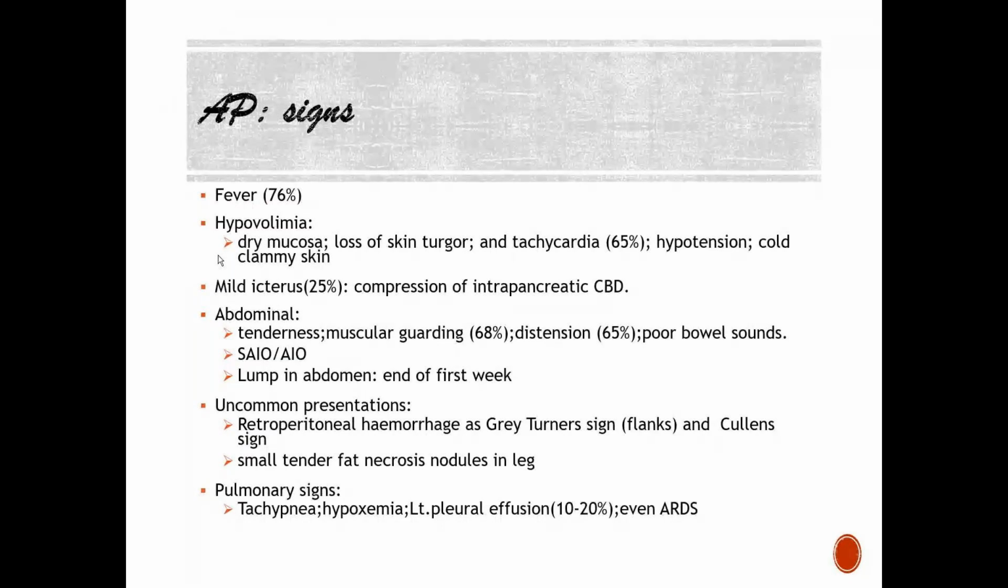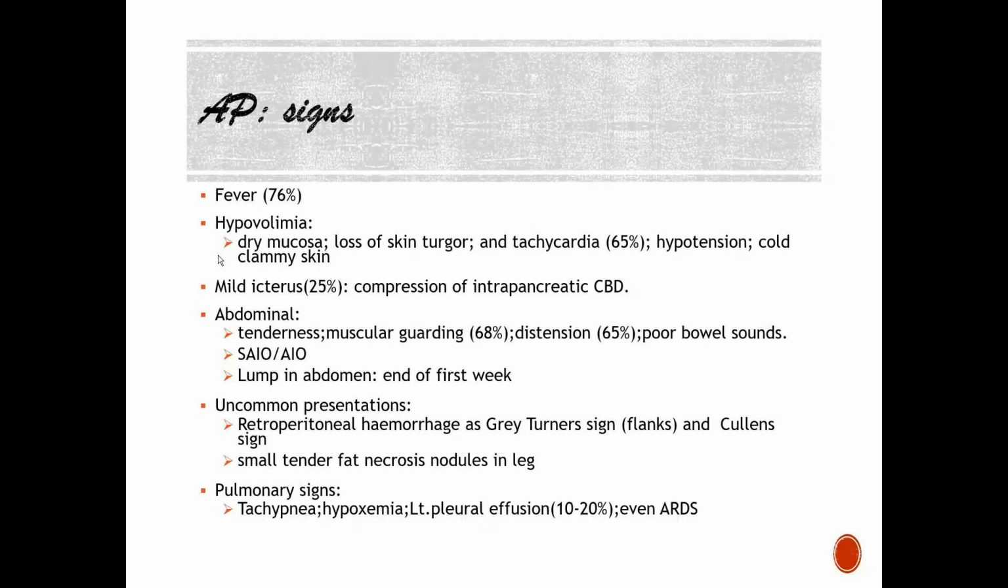Abdomen findings are non-specific in the sense you'll have a generalized tenderness. Muscular guarding could be there, 68% patients. Distension, almost 65% of patients. Bowel sounds may be poor over a period of time, and post 48 hours, 72 hours, the patient can start presenting with subacute or acute intestinal obstruction.